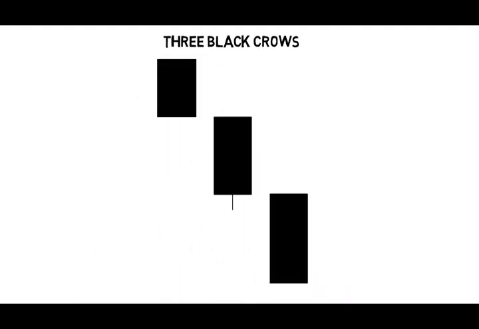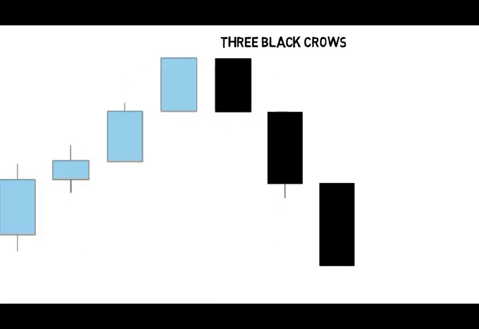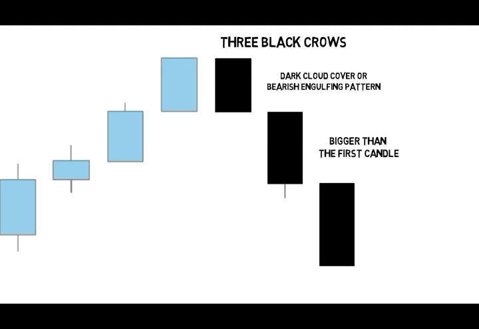The 3 black crows is a bearish reversal pattern. The same as its bullish counterpart, it consists of 3 long candles with small or no upper shadows. The first candlestick is either a dark cloud cover or a bearish engulfing candlestick. The second candle should be bigger than the first, and the third is at least the same size as the second one.